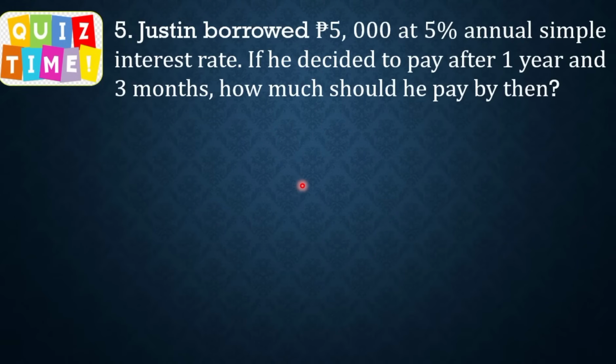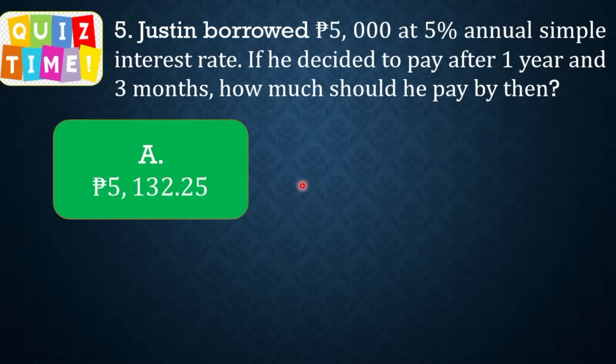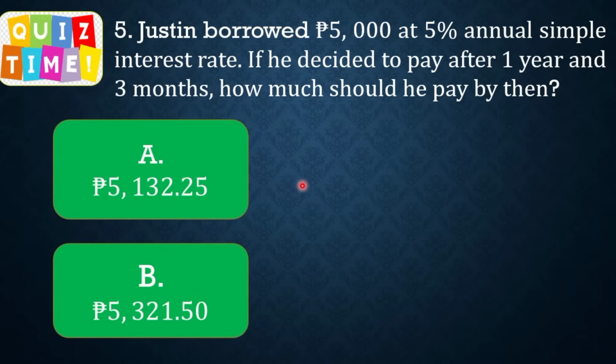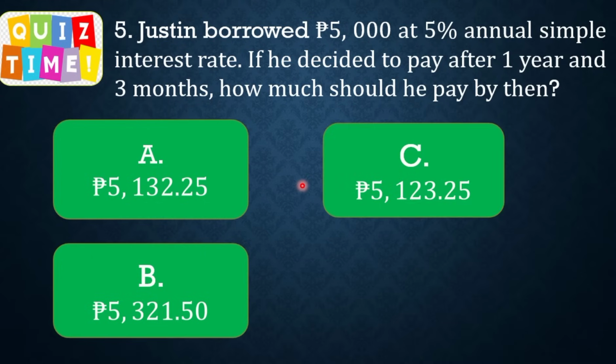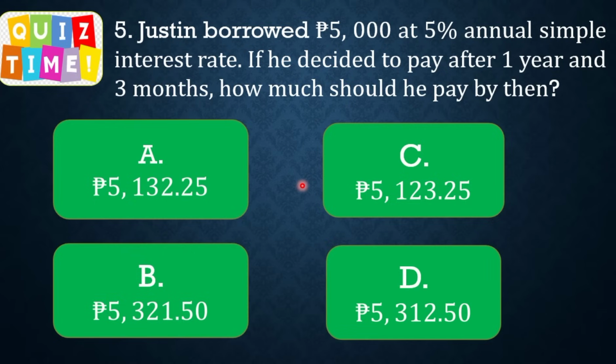Last question. Justin borrowed 5,000 at 5% annual simple interest rate. If he decided to pay after 1 year and 3 months, how much should he pay by then? Letter A, 5,132.25 pesos. Letter B, 5,321.50 pesos. Letter C, 5,123.25 pesos. And letter D, 5,312.50 pesos. Okay, so the answer is letter D, 5,312.50 pesos.